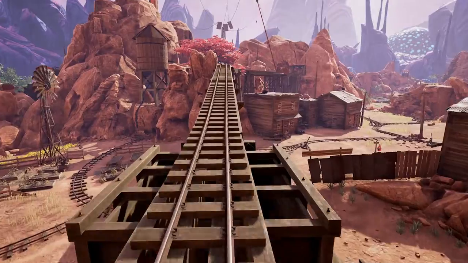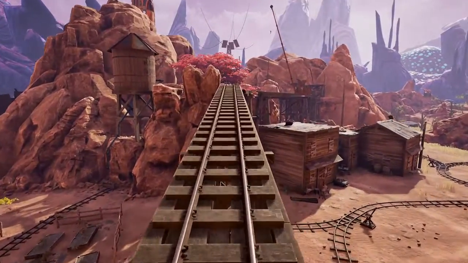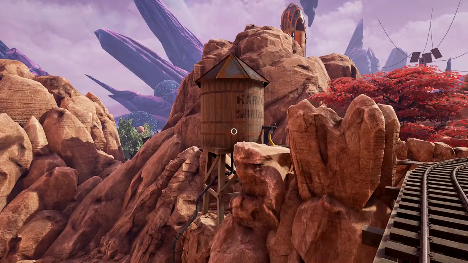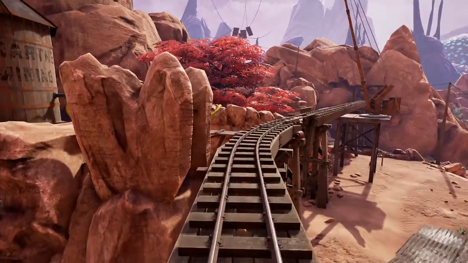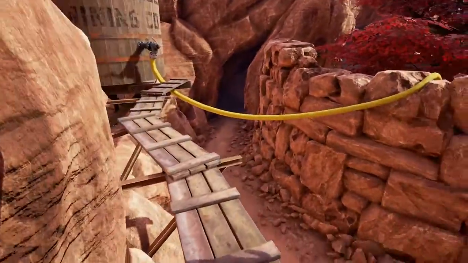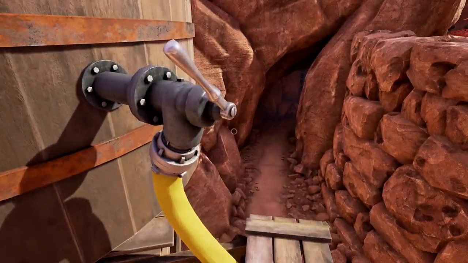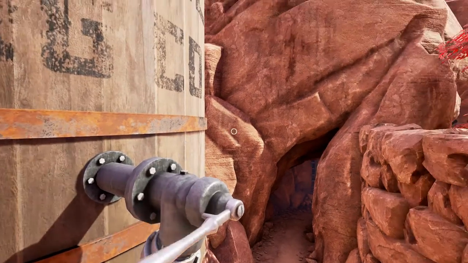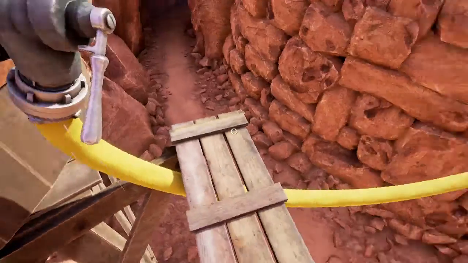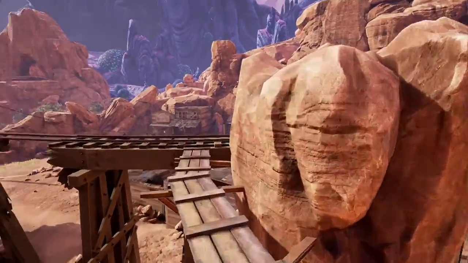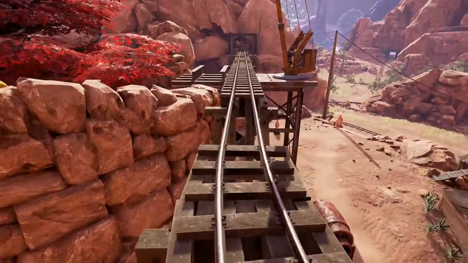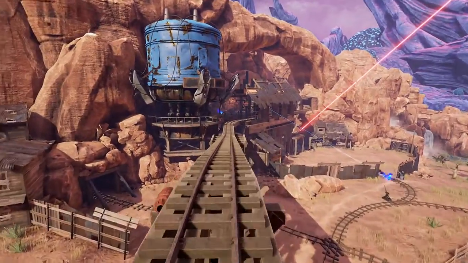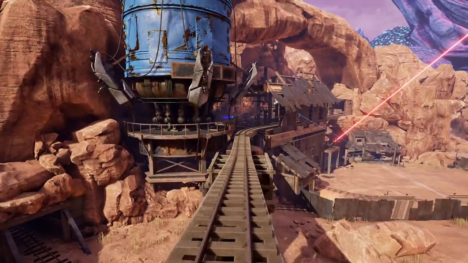Where does this lead? Oh, to the tree. Oh, wait a minute. That water tower. It said something in that note. So, can I turn this on? Hey, we're letting water in. Cool. Okay. And can I go over here? No. Okay. So that's a no further for me on that.